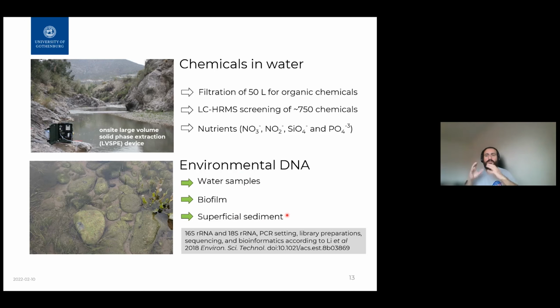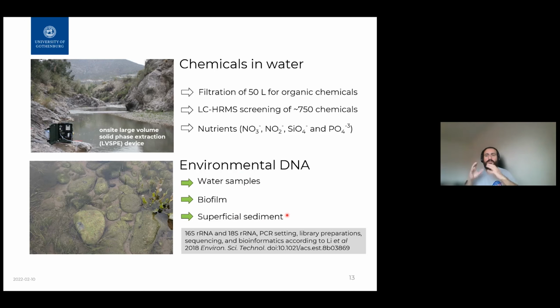We followed state-of-the-art library preparation, literally very normal approaches for extracting the DNA and preparing our samples for the later data analysis.